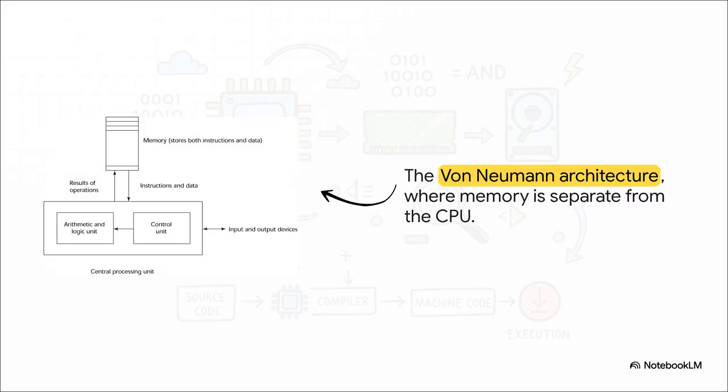And you know what's really wild? Language design isn't just some abstract concept. It's deeply tied to the physical computer hardware. For decades, most computers have used what's called the von Neumann architecture. All that means is the brain, the CPU, is separate from the memory. Now think about what that implies.